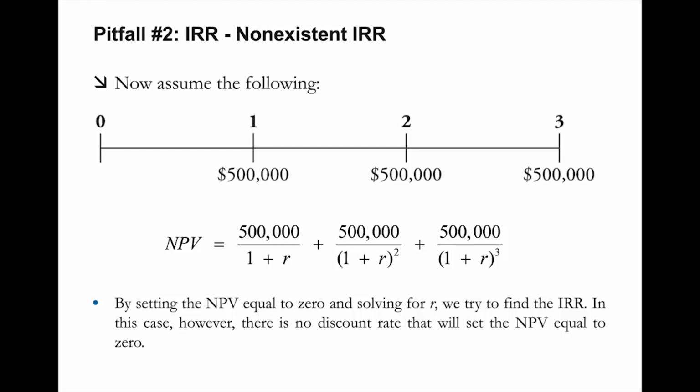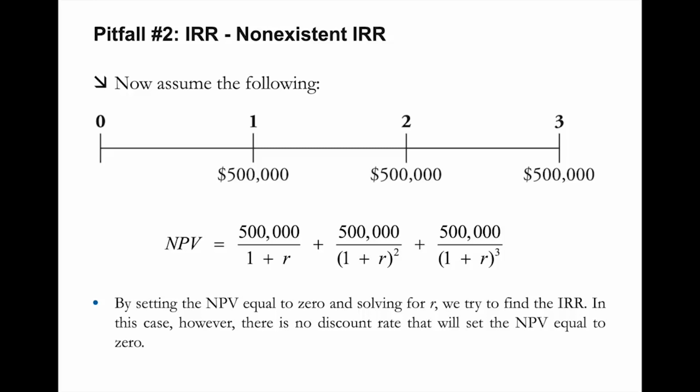So the second pitfall of the internal rate of return is when we don't have an internal rate of return. One does not exist. So now have a look at the following. It's a bit different. And what's different is we don't have a cost. We receive $500,000 every year for 3 years.